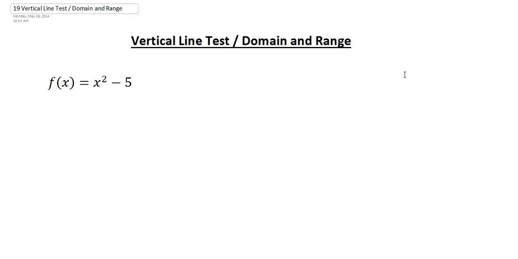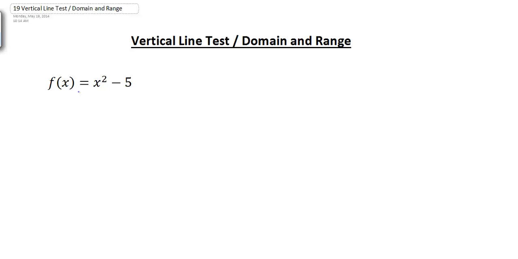Now here we're going to look at the vertical line test and the domain and range. The vertical line test is used to determine whether the graph of an equation represents a function or not. And then we're also going to look at determining the domain of the function and the range. So here we're given the function f of x equals x squared minus 5.